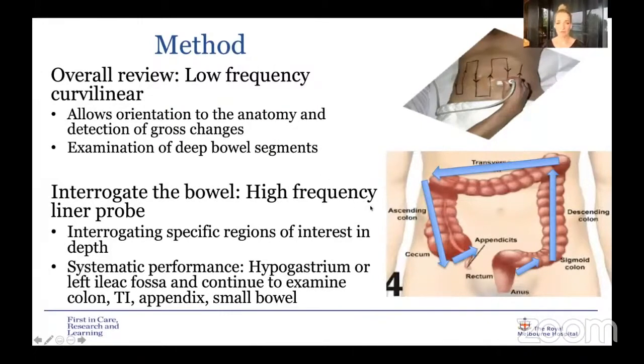Then, as I said, the most important part of the examination is with this high frequency linear probe. Again, it's done in a very systematic performance. Some people start over in the right iliac fossa. I prefer the left iliac fossa personally, starting at that junction between the rectum and sigmoid colon, and you go through and interrogate each bowel segment thoroughly and then get to the ileocecal valve and then examine the ileum. It is difficult to continue to follow the ileum proximally, especially if they've got deep pelvic loops, and that's when, again, with the linear probe, you interrogate the whole small bowel with that zigzagging way as well.